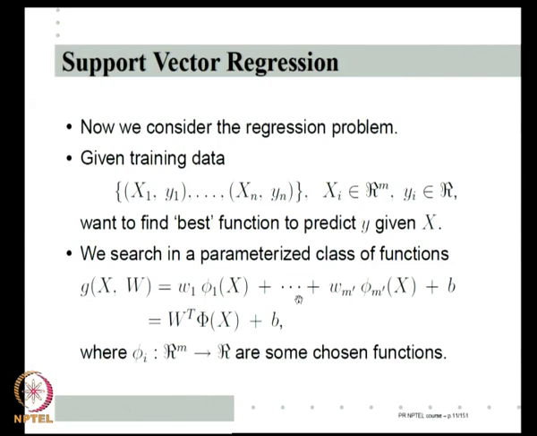As we have seen earlier, essentially we can construct such functions in a parameterized manner as w1 phi 1 x, w2 phi 2 x up to wm prime phi m prime x plus b, where m prime is some arbitrary number. Let us write phi 1, phi 2, phi m prime as the vector capital phi, and the rest of it as w. So, I can write it as w transpose phi x plus b.